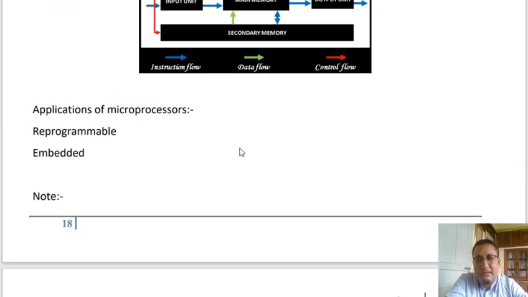These are the things that you need to know whenever we are discussing the basics of the microprocessor. In the next class, we will move on to the various microprocessors that have evolved with respect to time.